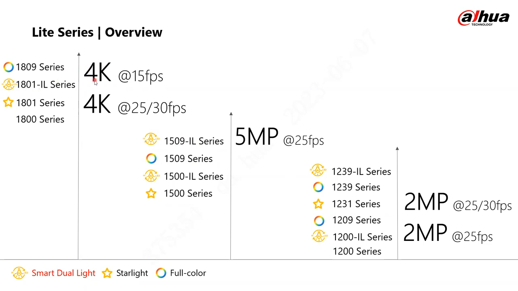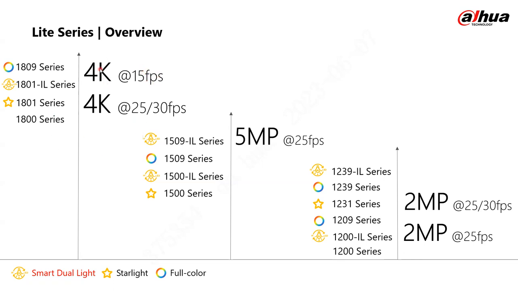So for the 4K, we have two types. We have 4K that gives a display at 15 frames per second. Then again, we have another 4K that provides a display resolution at 25 to 30 frames per second. So between the two, the one at the bottom that supports 25 frames per second gives real-time videos. So this one is not real time at all because of the number of frames per second.